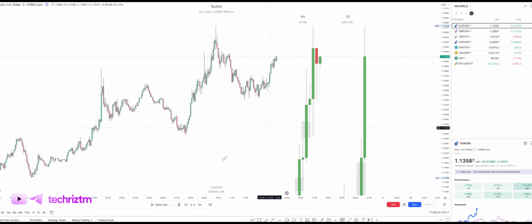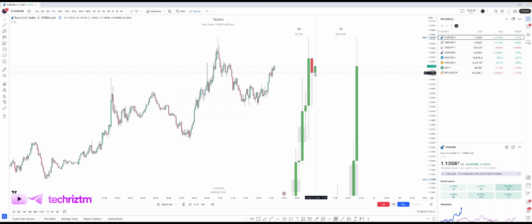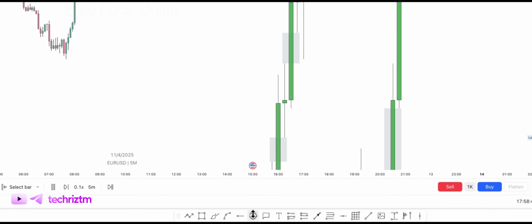Now look at this H4 candle. You can see the buyers are now going up. And then what happens? Sellers start dropping again. Can you see what's happening there? The sellers are pushing the market down.